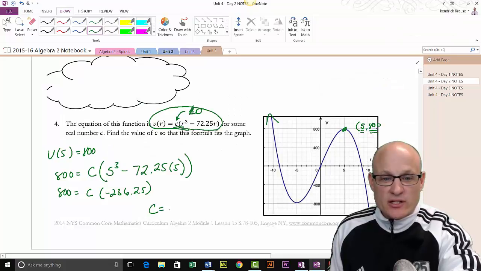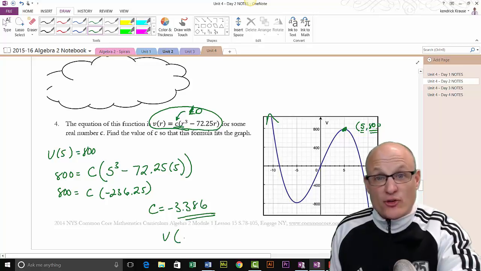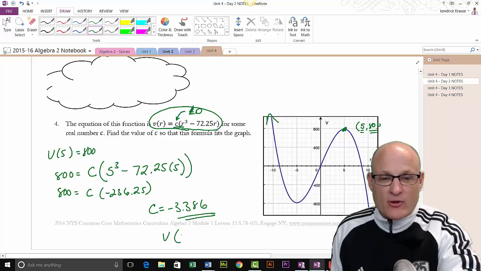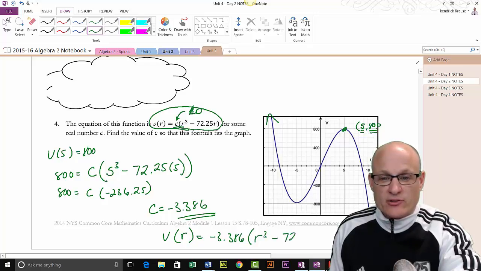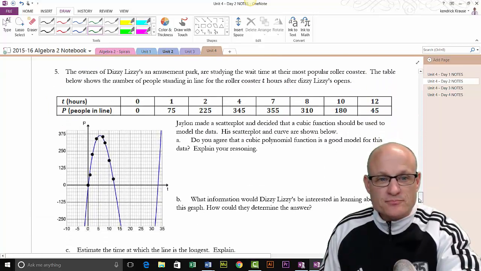So C is equal to negative 3.386. So the function that would model this graph would be negative 3.386 x cubed minus 72.25 x. Just a way to find C: plug in a point we know.